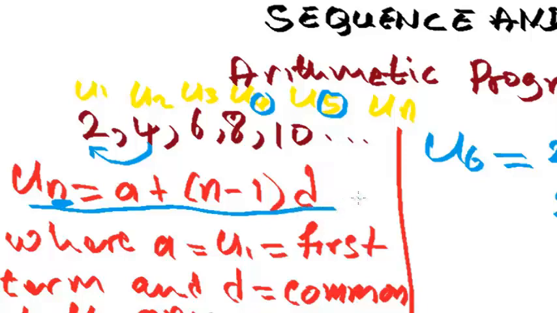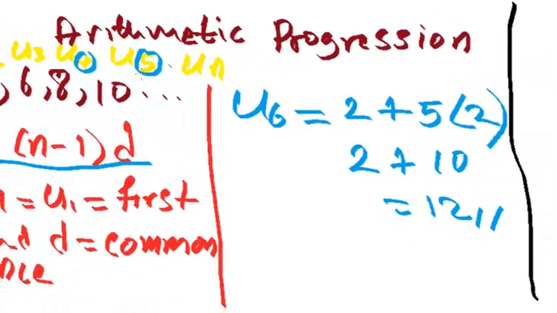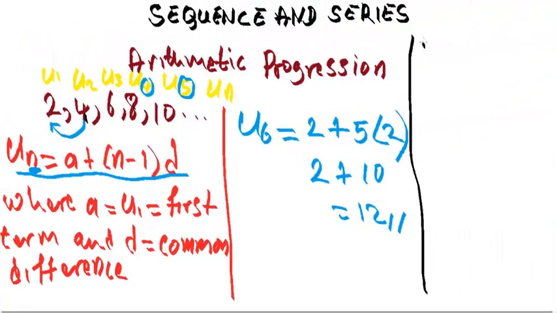If we want to find the 100th term, we can do that. The 100th term is, if we start counting from here, 1, 2, 3, 4, 5, the one that will come at the 100th position is what we call the 100th term. So the value of the 100th term is given by our formula for any term: un is equal to a plus (n minus 1)d.